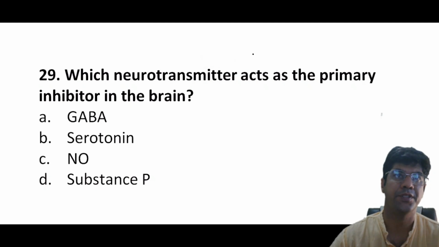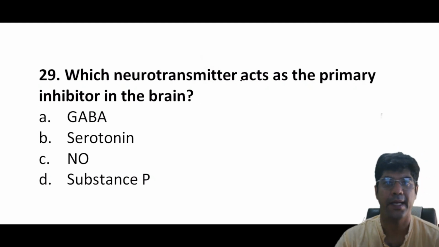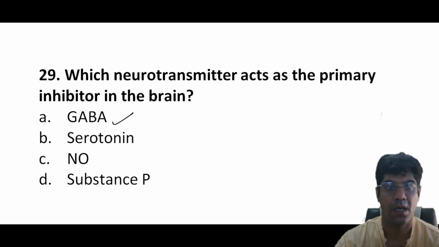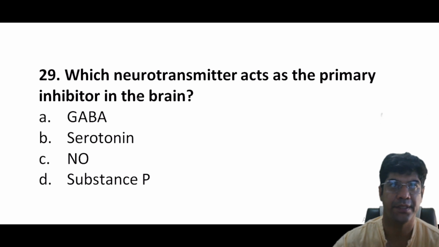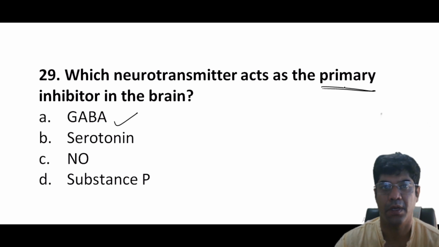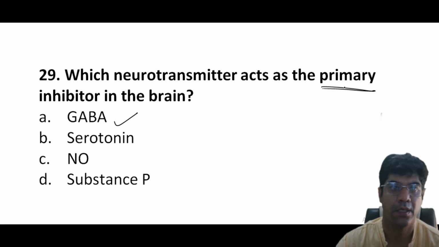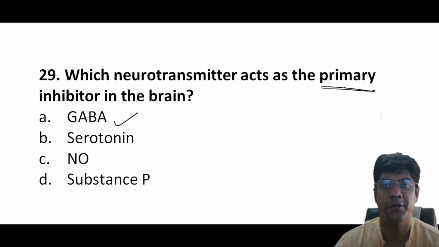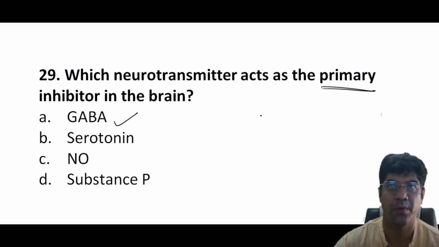Coming to the next question, which neurotransmitter acts as the primary inhibitor in the brain? Well, the correct answer is GABA. Remember, GABA is indeed the primary inhibitory neurotransmitter in the brain. It works by binding to specific receptors known as GABA receptors on the surface of the neurons.